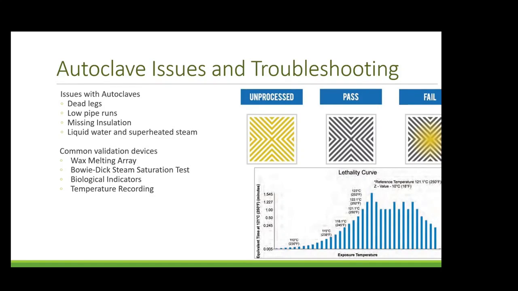These issues can all be negated by eliminating dead legs in autoclave design, angling pipes and systems, and adding insulation to steam piping. Lethality is greatly dependent on temperature, as seen in the diagram on the bottom right hand of the screen. Temperature can have a logarithmic effect on how effective steam can destroy organisms.